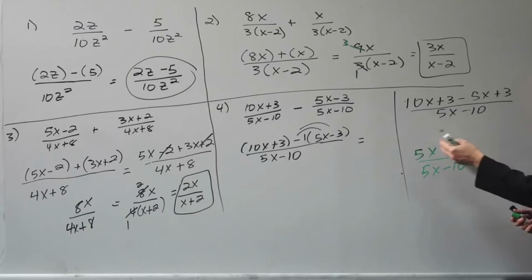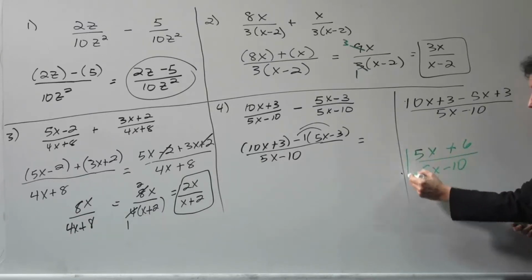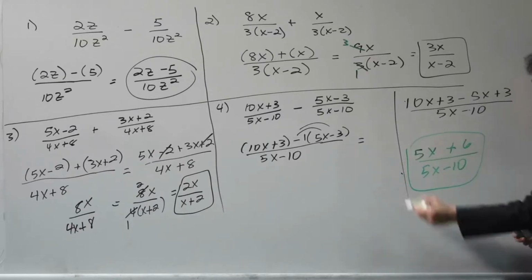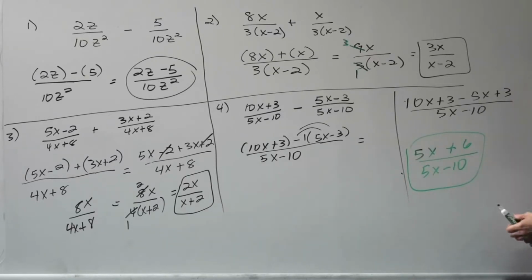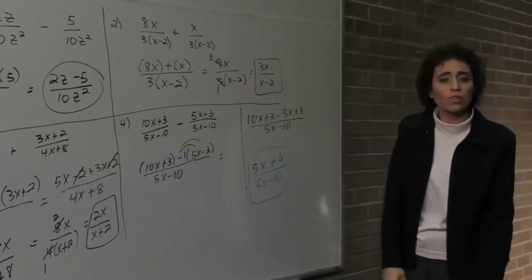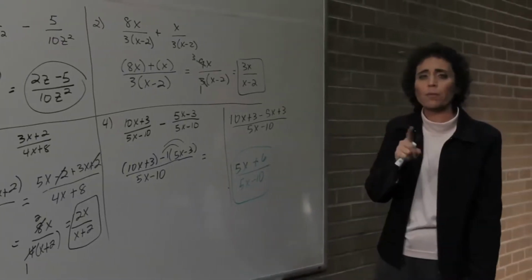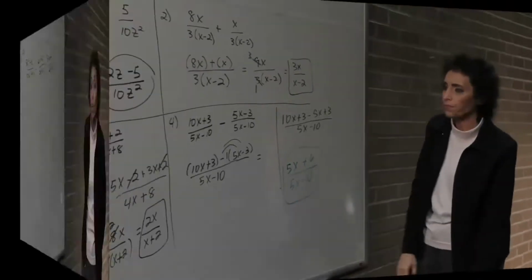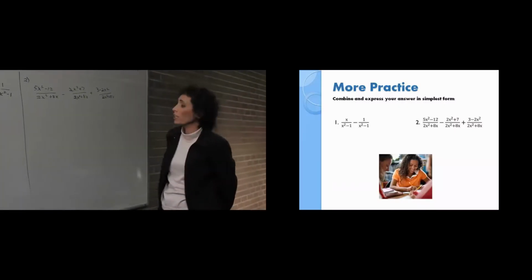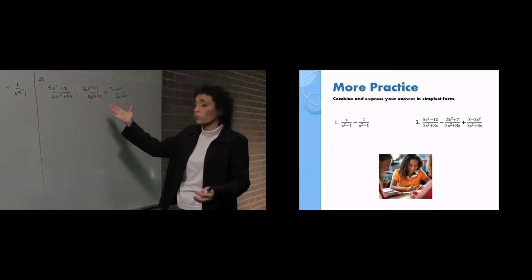No GCF. Two terms, but it's linear. Can't factor it. So I'm done right there. I can factor the bottom, but it doesn't help me. So why bother? Because I can't factor the top. So you're done right there. Okay, that's it with that section. We have a couple more problems, but at least with that screen. All right. Looks terrible, but it's really not because we have the same denominator. So that makes it really easy.